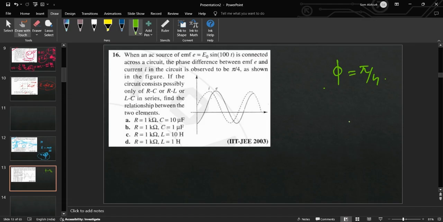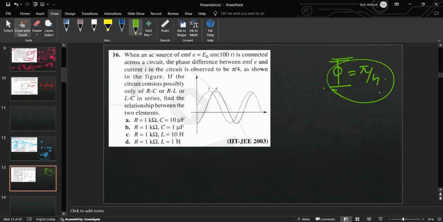As shown in the figure, the circuit consists of possibly only RC or RL or LC in series. We don't know. Find the relationship between the two elements. Okay, very good question. So phi is equal to the phase difference, pi by 4. Do you know, in any kind of circuit, RC or RL or LC circuit, there is this tan phi.